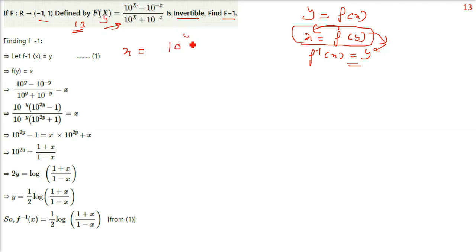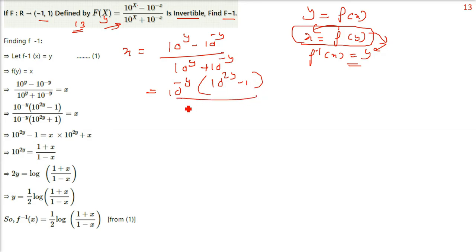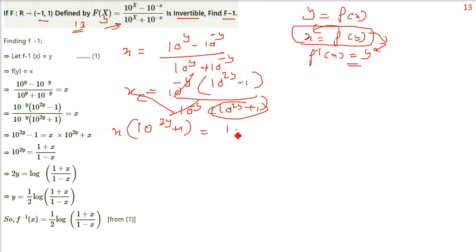So 10 to the power y minus 10 to the power minus y, by 10 to the power y plus 10 to the power minus y. Just take 10 to the power negative y outside. So the numerator becomes 10 to the power 2y minus 1, and the denominator becomes 10 to the power 2y plus 1. This is equal to x. Now 10 to the power minus y cancels out. So you can just multiply x with 10 to the power 2y plus 1: 10 to the power 2y plus 1 into x equals 10 to the power 2y minus 1.